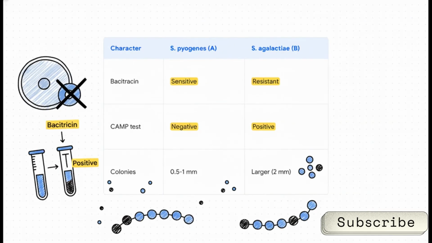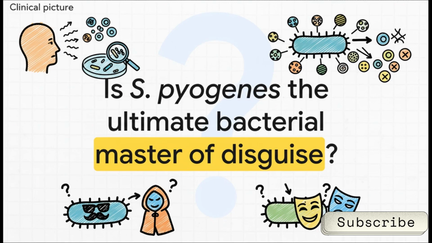And finally, this table puts the key lab differentiators for Group A and Group B strep side by side. You need to know this cold. If you see a beta-hemolytic strep that is bacitracin sensitive and CAMP test negative, your answer, without a doubt, is Streptococcus pyogenes.